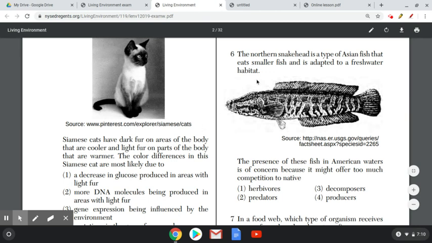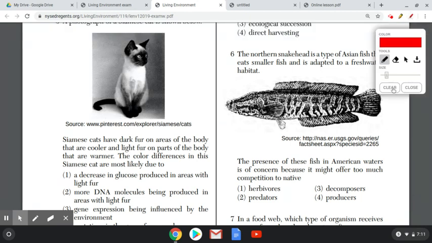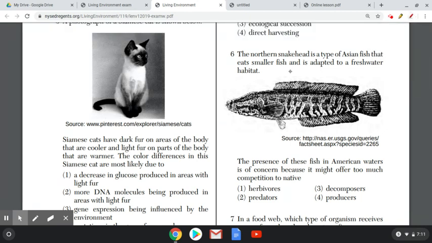Over here it says, the northern snakehead is a type of Asian fish that eats smaller fish and is adapted to freshwater habitat. The presence of these fish in American waters is of concern because it might offer too much competition to native blank. So here it tells us that the northern snakehead eats other fish, right? It eats smaller fish. So what does that make it? That makes it a predator.